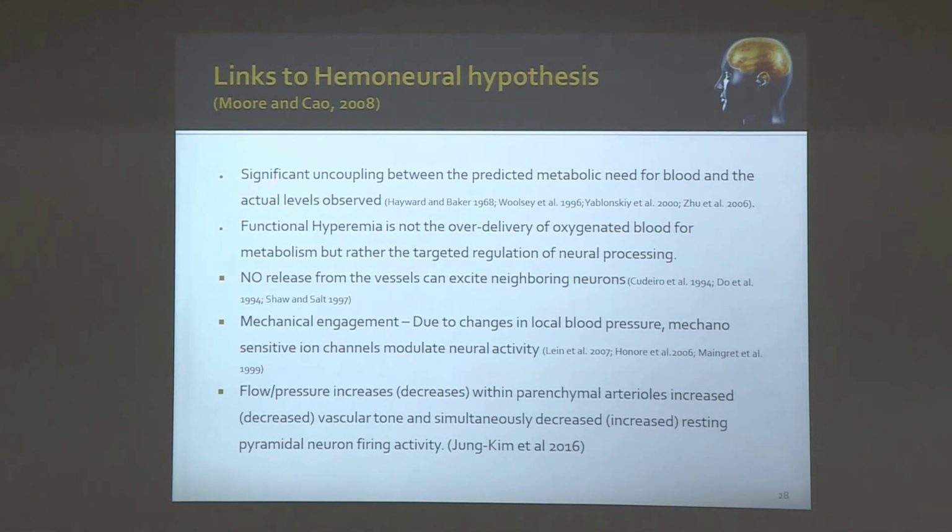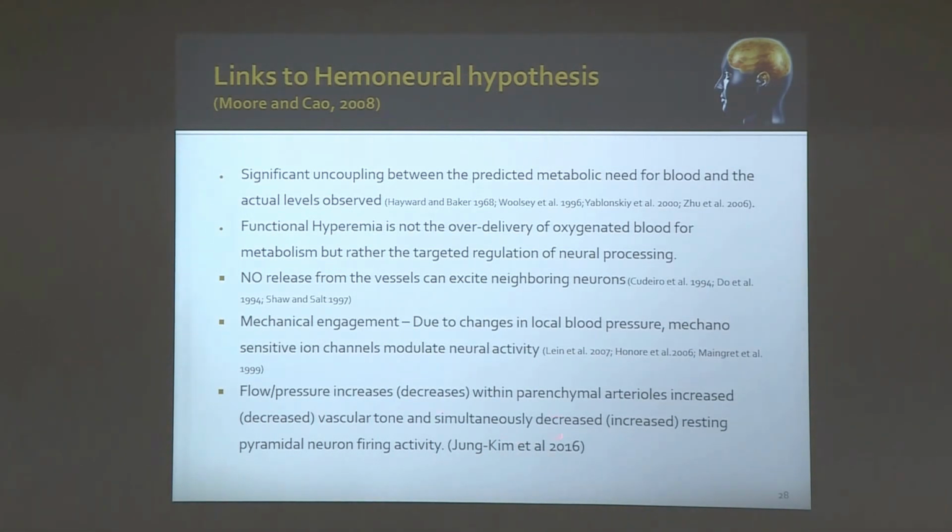So a whole bunch of things. The nitric oxide released from vessels can also excite neurons, right? Because neurons also release nitric oxide, which can act on neighboring neurons, also accelerate plasticity and things like that. There could be mechanical engagement, so local changes in blood pressure can activate mechanosensitive ion channels. Right? So he gives possible mechanisms by which a signal can go from vessel to neuron.